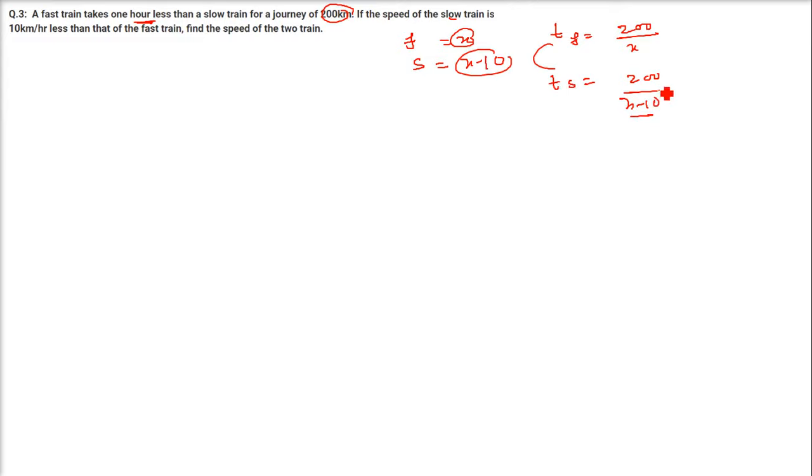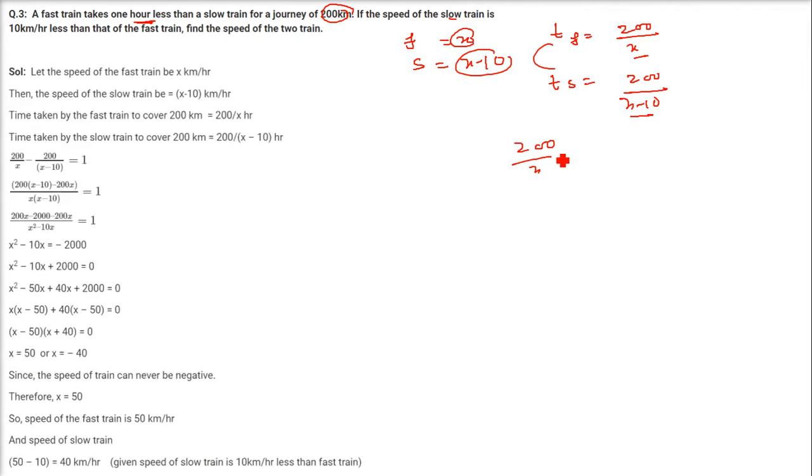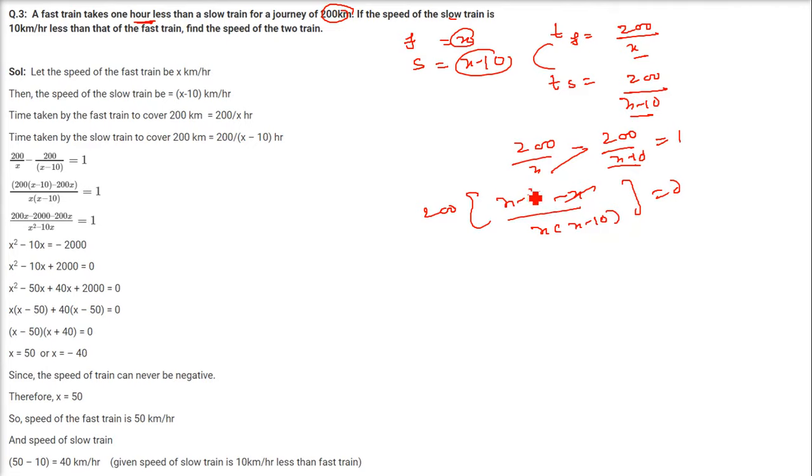So see, this is now lower and this is higher. So now 200 by x, this is lower. So the lower value should get subtracted from the higher value. So what do you get? 200 by x minus 200 by x minus 10 equal to 1 hour. So 200 just take common, x minus 10 will come here, minus x will go here, then you have x into x minus 10. This will be 1.